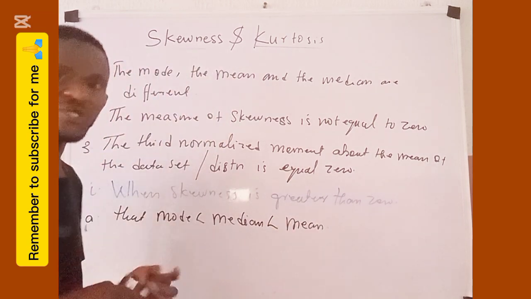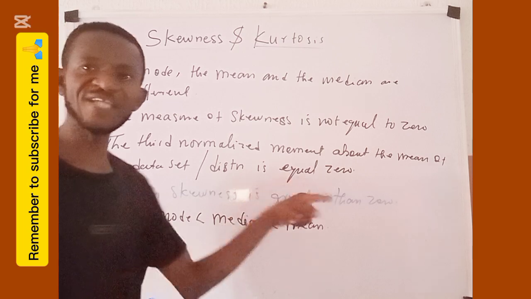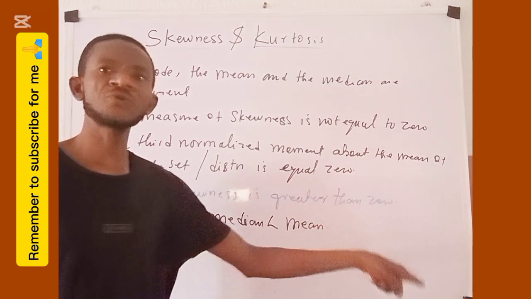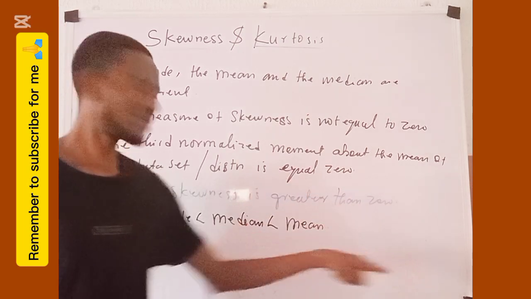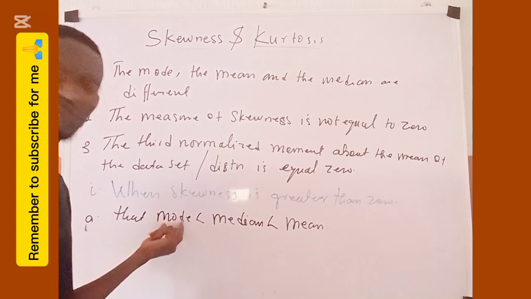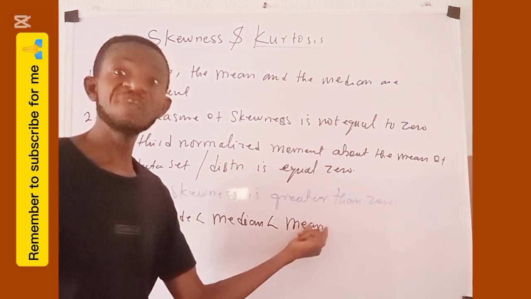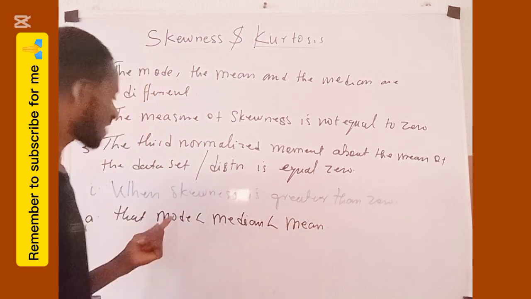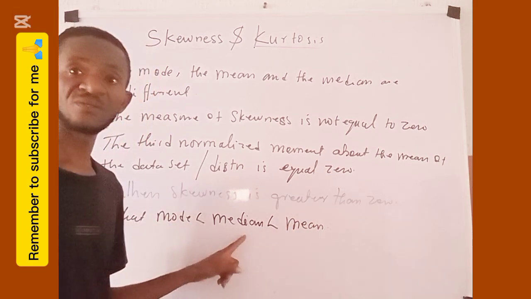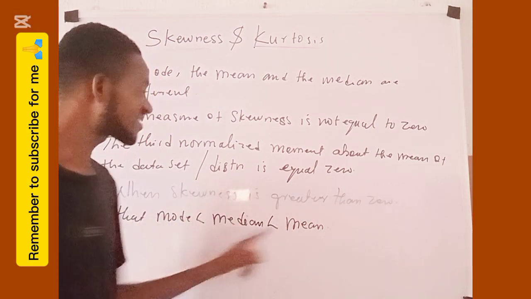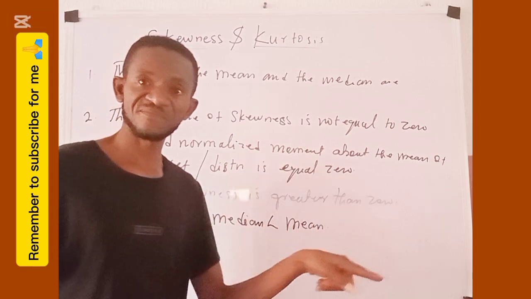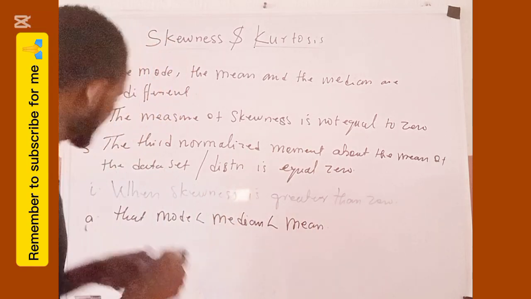So when the measure of skewness is greater than 0, we look forward to see from our data sets that when you calculate your mode, calculate your median, and calculate your mean, you will eventually find out that your mode is greater than median, which in turn is greater than what? The mean. What other thing do we see there, which is B?